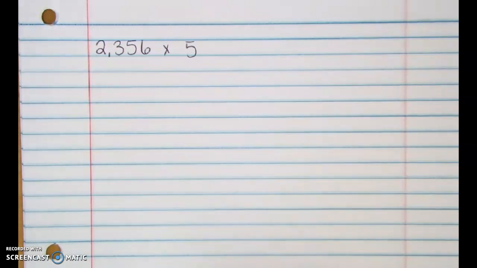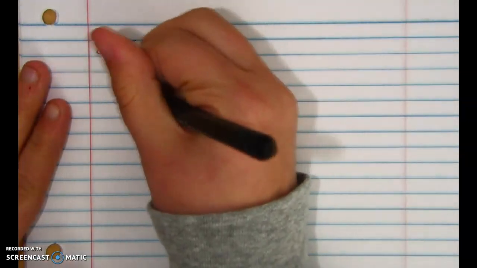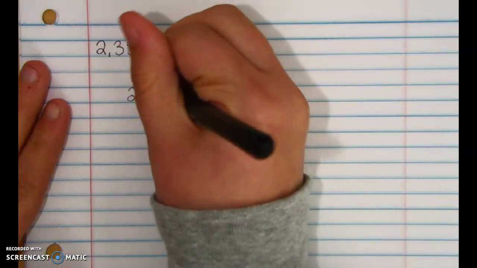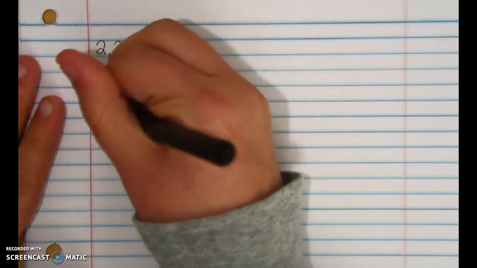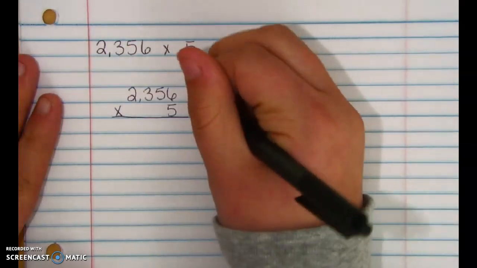Alright guys, so now we're going to do partial product. We'll do a 4-digit by 1-digit first. The first thing you need to do is stack your numbers. So, 2,356 times 5. We draw our line.